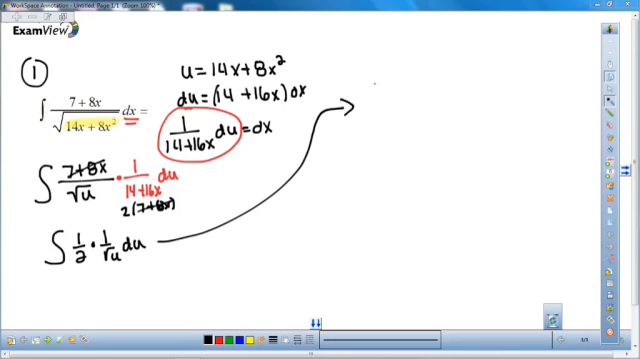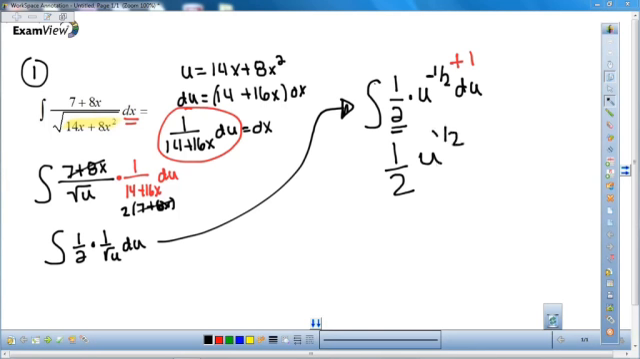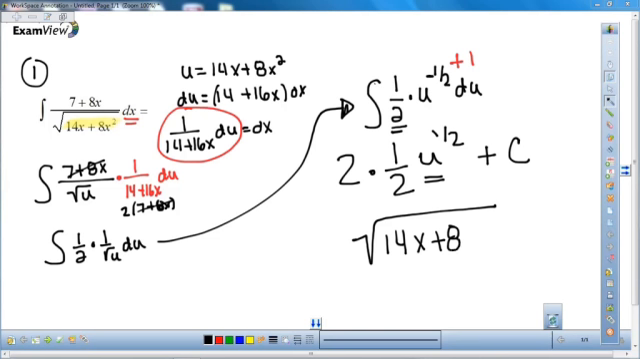So to find the antiderivative, I'm going to write this as u to the negative 1/2. So I'm going to add 1. Remember, 1/2 is a constant, so I bring it down, and I'm going to have u to the 1/2 divided by 1/2 or multiplied by the reciprocal. And then don't forget your plus c. And the last thing I need to do is substitute back my u. And u was 14x plus 8x squared, plus c.